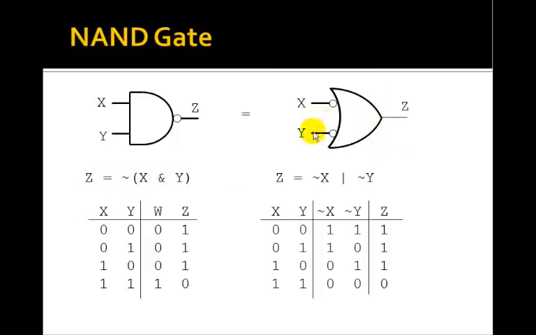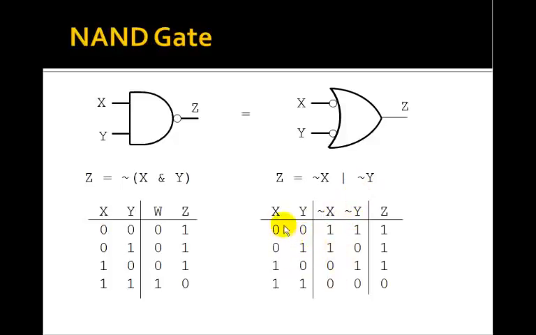Now take a look at this symbol over here. It's a symbol for an OR gate with 2 bubbles on the input. This means that the output z, since these are not operations, they're inverters, the output z is just not x or not y. But let's figure out the truth table.